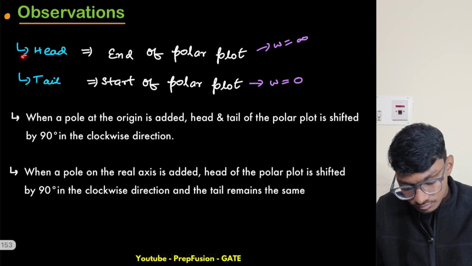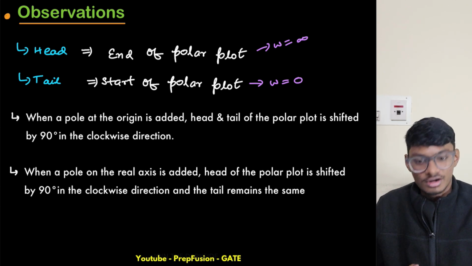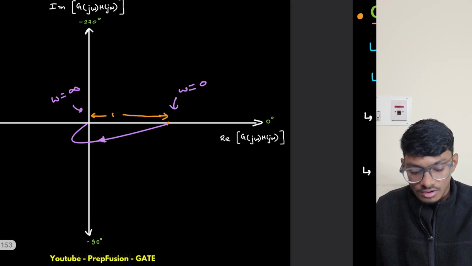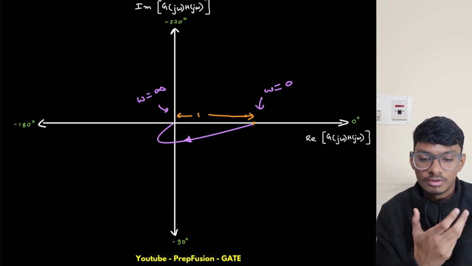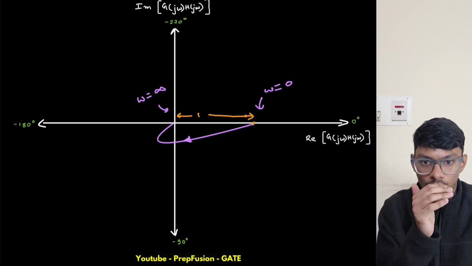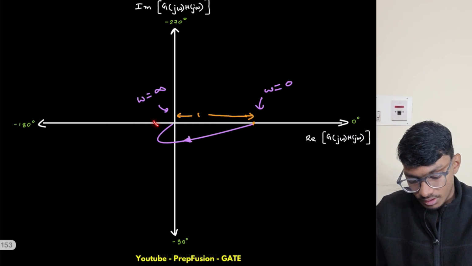Now what about the head? Head is about the finishing. So at omega goes to infinity, wherever I am finishing, that will be the order. That will be the number of poles I have in the denominator, basically. So yeah, that is one thing.